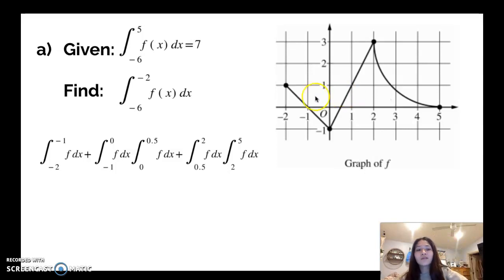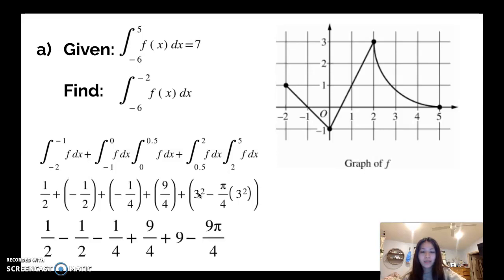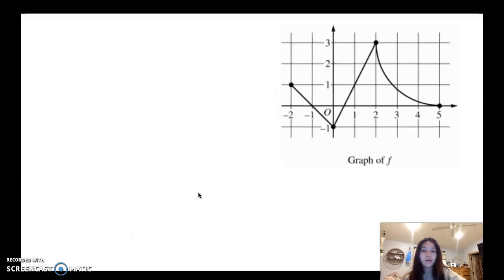So for most of these, because you can see they're all triangles, I'm going to be doing base times height divided by 2. As you can see, I did that for most of them. And then for the last subinterval, 5 to 2, it's an irregular shape. So what I did was find the area of this square, which is a 3 by 3 square, and I subtracted this quarter of a circle. So I did the area of the square, which is 3 squared, minus 1/4 pi r squared. And then I simplified, and I got that the integral is 11 minus 9 pi over 4.